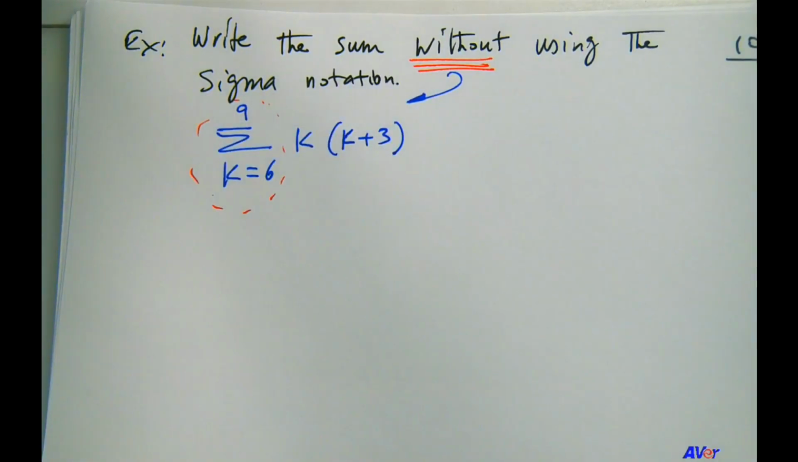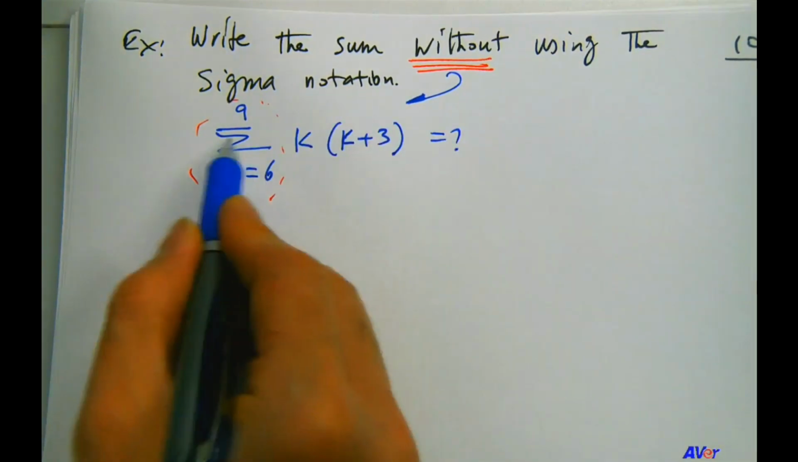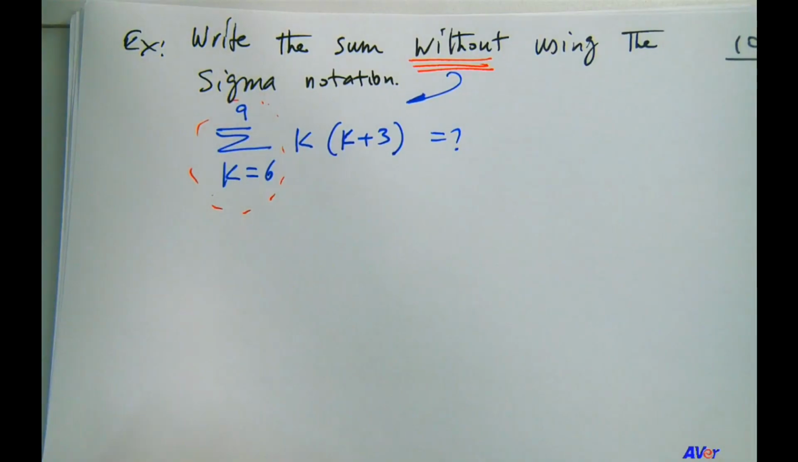And we can do that, right? So that's what they're asking, to write this sum without the sigma notation. We can easily do that.